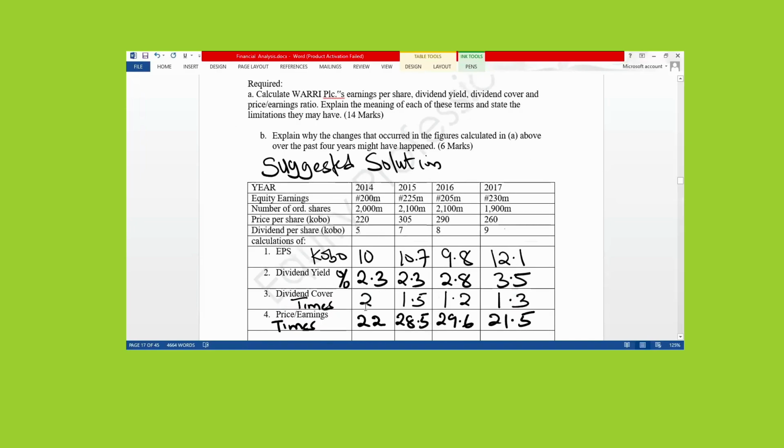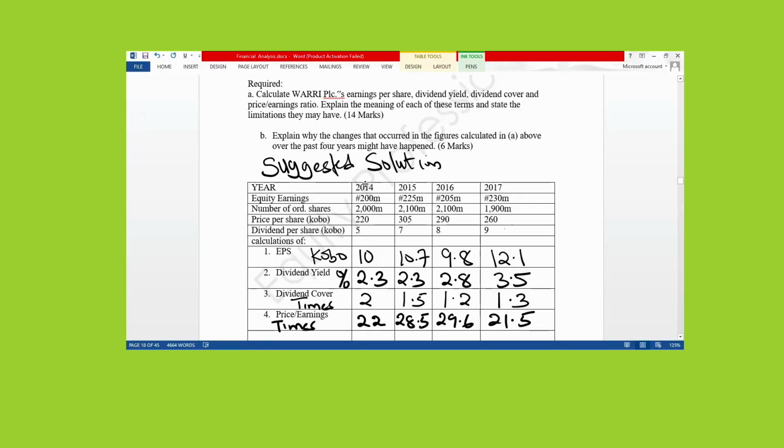Dividend cover reduced from 2 times to 1.5 times. What will have been the reason? The reason is because your dividend per share increased by 40% between 2014 and 2015, from 5 naira to 7 naira. If you check the increase in dividend per share, that is 40%.